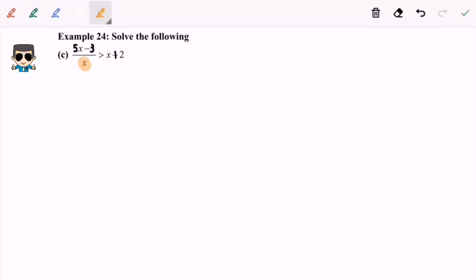So step number 1, what I'm going to do is to transfer x plus 2 from the right to the left. And we will have (5x minus 3) over x minus (x plus 2) greater than 0.